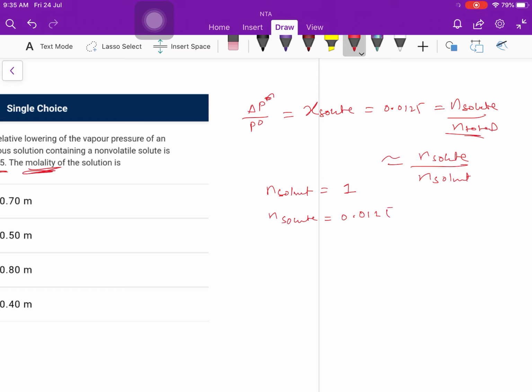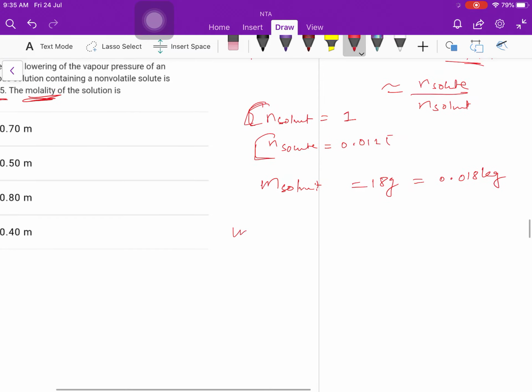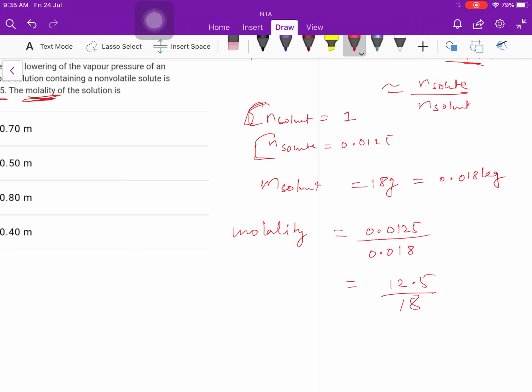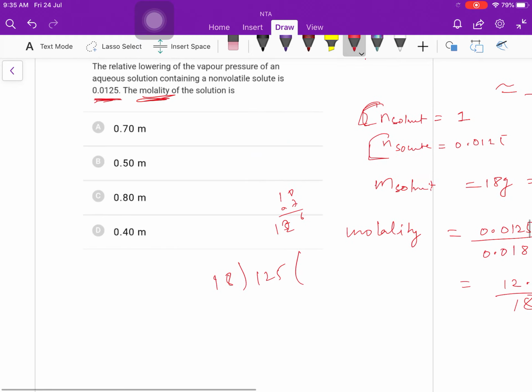We need to calculate the molality. So for molality we need the mass of solvent. Moles of solvent we know, therefore mass of solvent is 18 gram, and in kg this is 0.018 kg. Therefore the molality is 0.0125 upon 0.018, this is 12.5 upon 18. So let us divide 125 by 18, so it is around 0.70 mole.